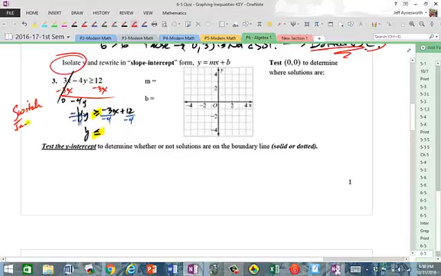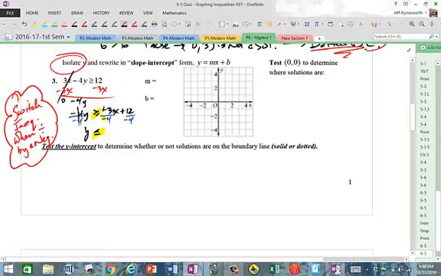Switch the inequality when dividing by a negative. That also applies to multiplying too, by the way. So circle that or highlight it, because that's an important point right there. People forgot about that on the test.